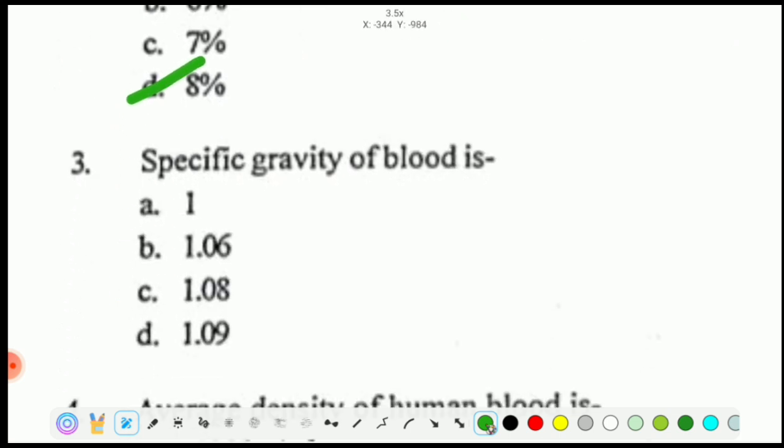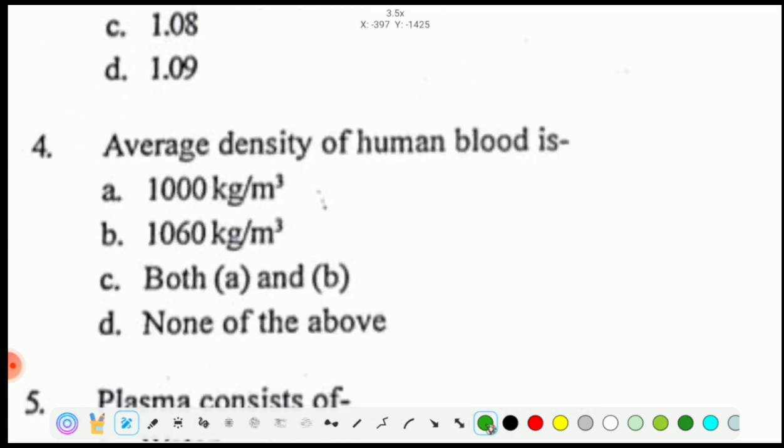Then specific gravity of blood is, this is kind of a theoretical question. The value should be kept in mind because it might be asked in your competitive exam. It can be useful for a 1 mark question or for the purpose of viva in your interviews. This question could be asked. Answer is 1.06.